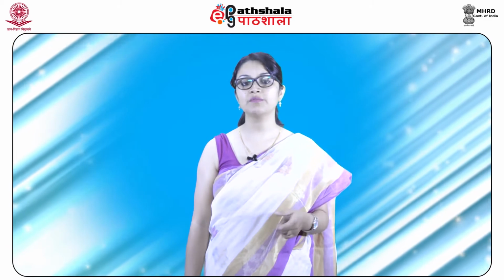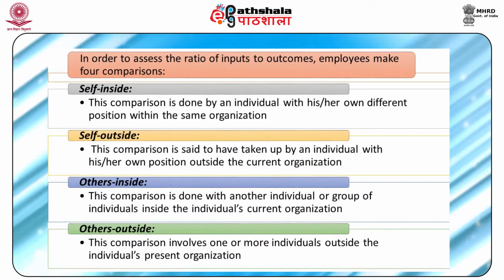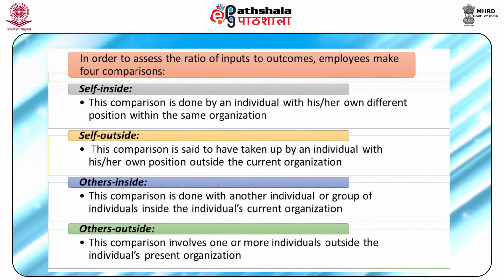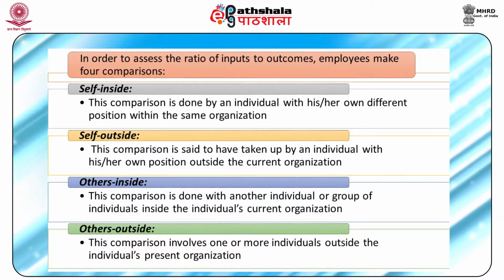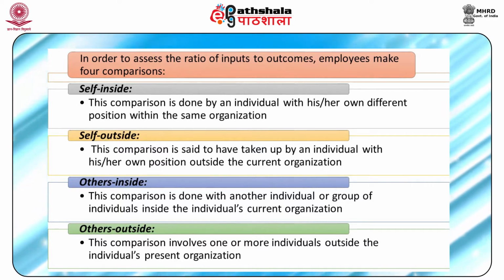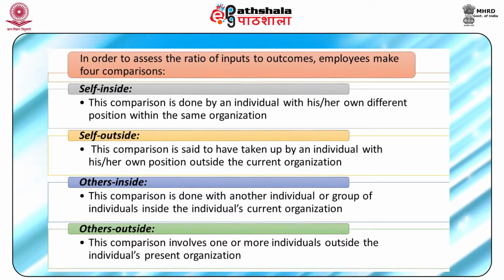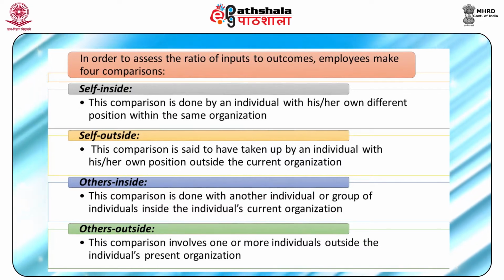Now, when you talk about the comparison frames used to assess the ratio of inputs to outcomes, employees make 4 comparisons. First is self-inside. This comparison is done by an individual with his or her own different position within the same organization. Second is self-outside. This comparison is said to be taken up by an individual with his or her own position outside the current organization.